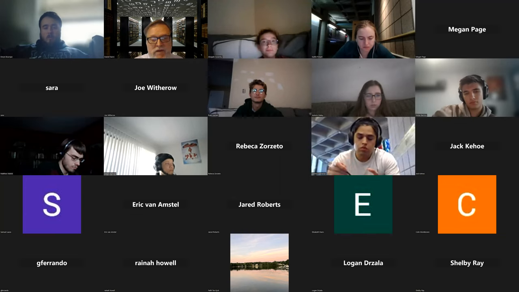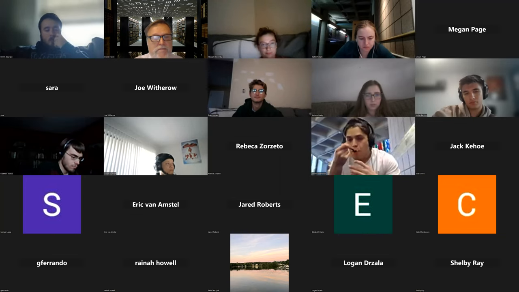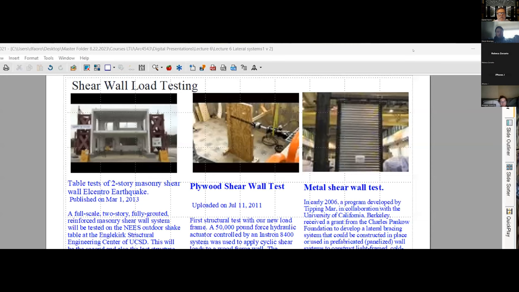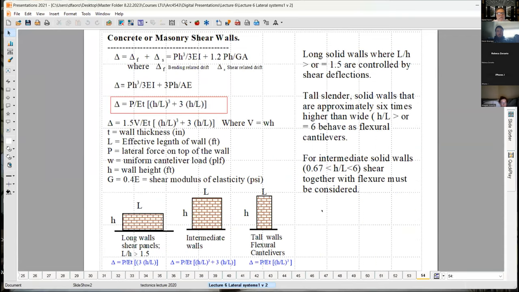Okay, so let's get back to the lecture. So there's our failure cases and our illustrations of how shear walls are working. And so our general formula for these would be shown on the upper right-hand side.